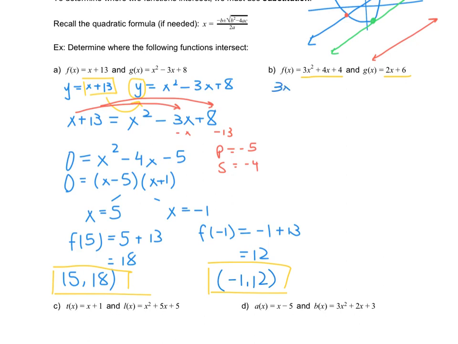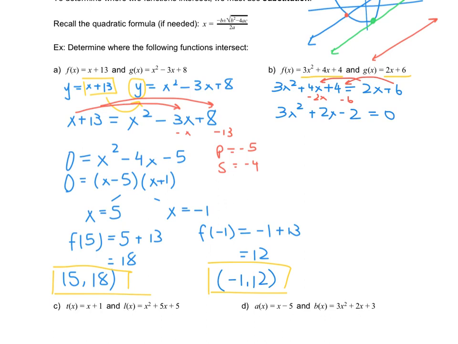So I have 3x² + 4x + 4 = 2x + 6. And then once again, I'm going to bring everything to one side. So I'm going to bring the 2x over, and I'm going to end up subtracting it. And I'm going to bring the 6 over, and I'm going to subtract it again, switching the signs, so that I'm left with 3x² + 2x - 2 = 0.